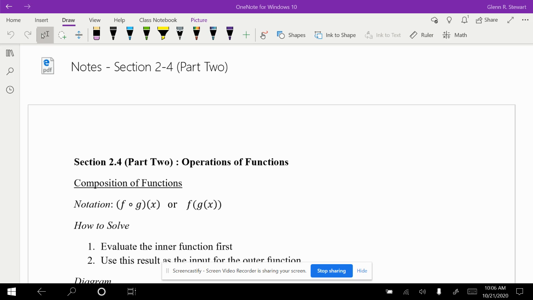Hi everyone, today we're looking at operations of functions, part 2. Today we're going to talk about a composition function. Note that composition functions literally just mean that we are compositing or putting together two functions. So here's some nice notation for you.